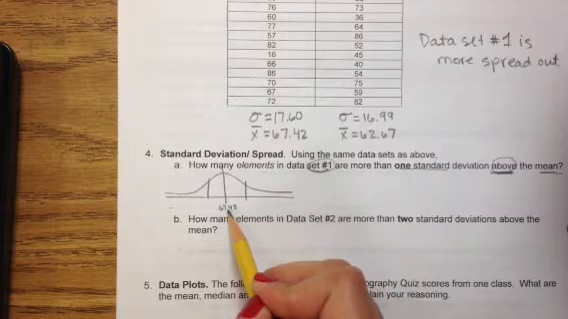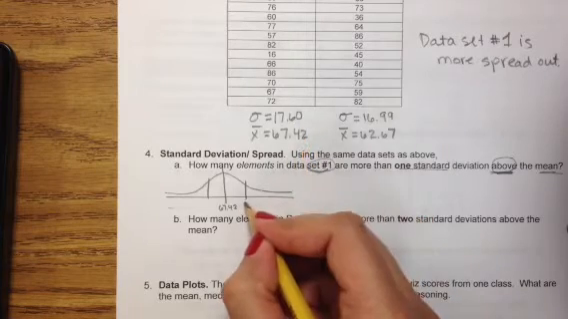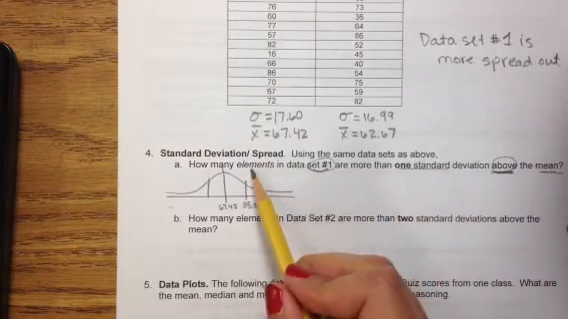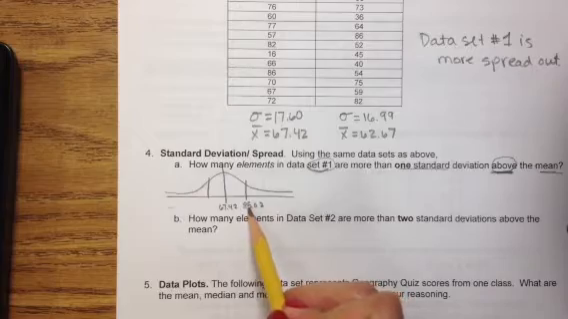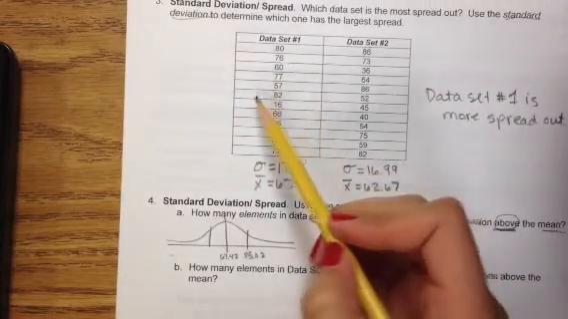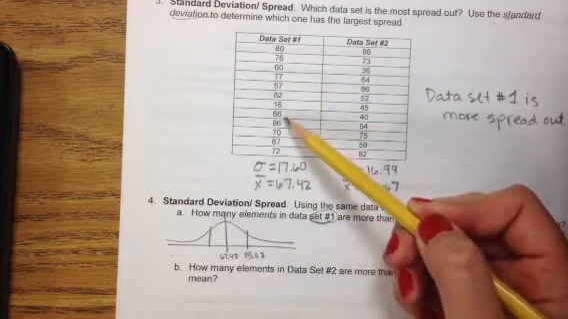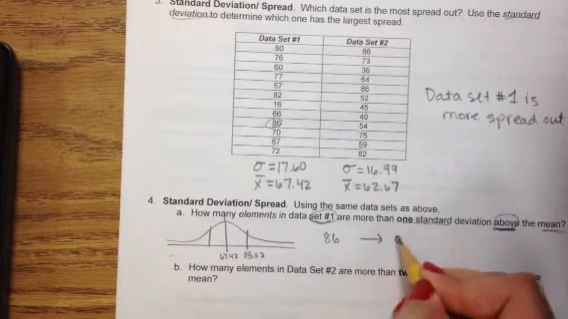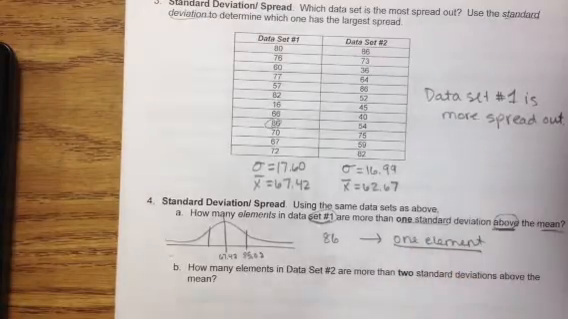So 67.42 plus 17.60 gives us 85.02. So we're looking for all the elements, all the numbers that are above one standard deviation, so that are above 85. So if we look up here, the only number that's above 85 is 86. So that means that we have one element more than one standard deviation above the mean.